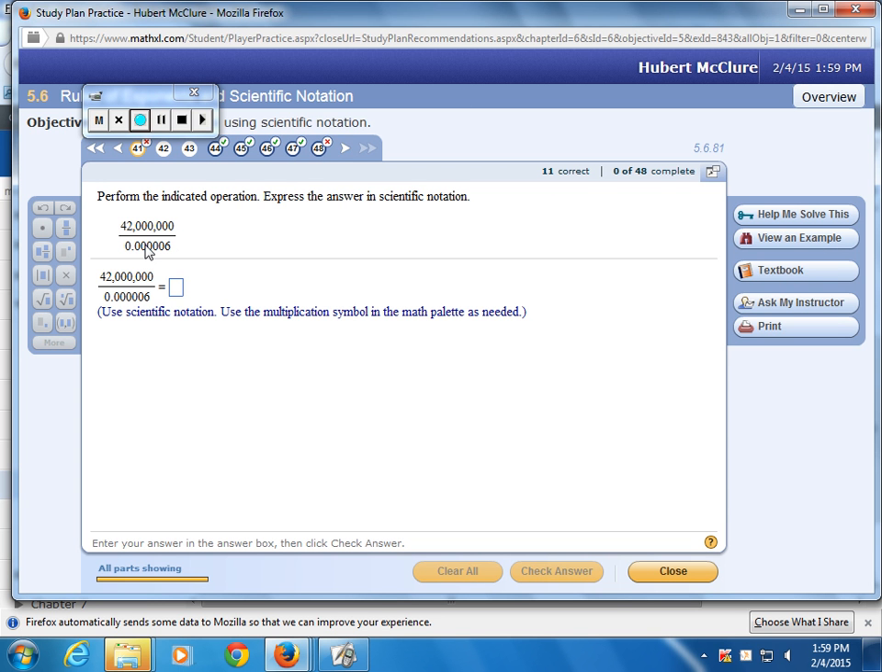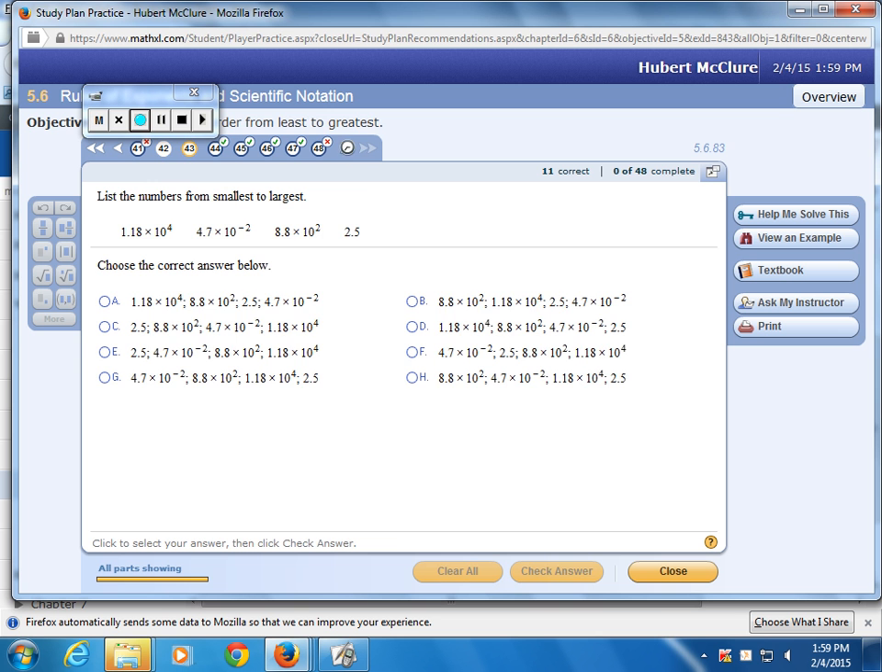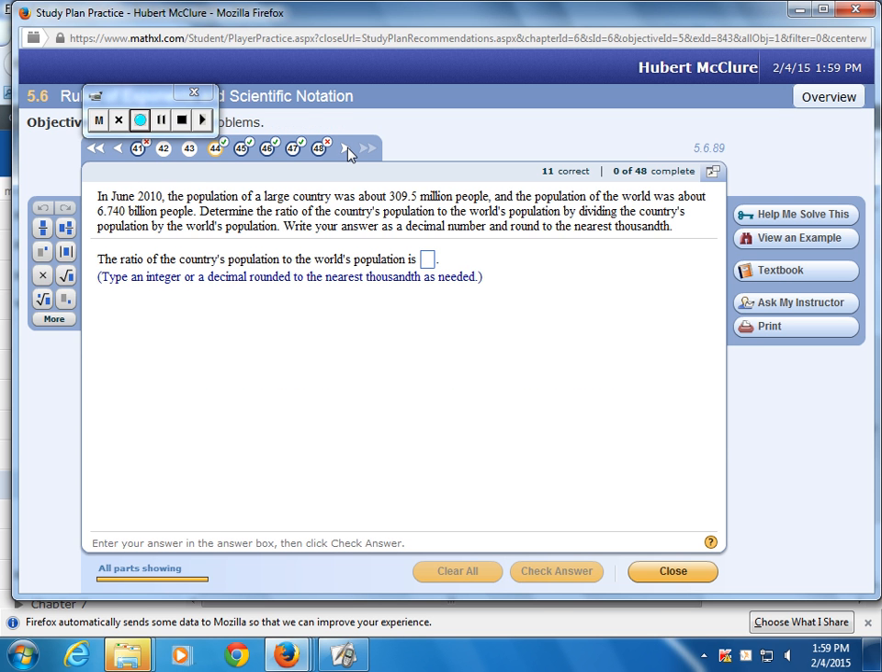Yeah, that's one, but that's not a word problem. That's a good test question. 42 million divided by 6 millionths. That's going to be a BA number. All right, there's one.